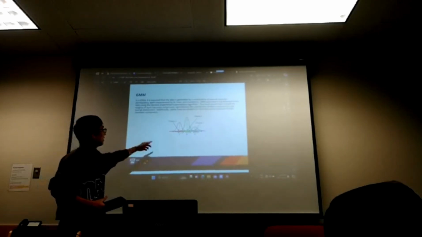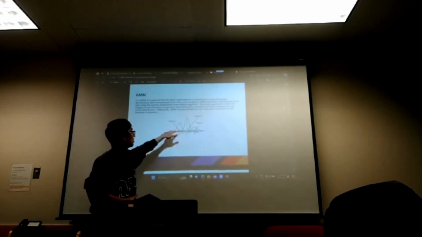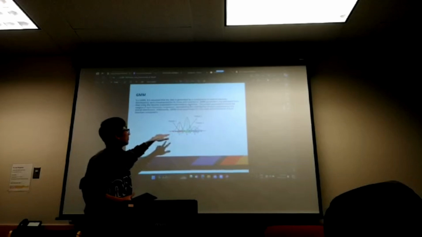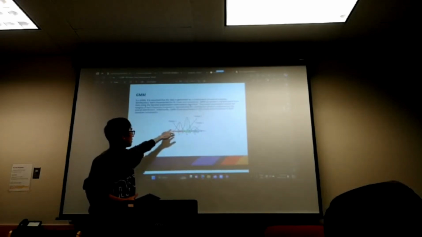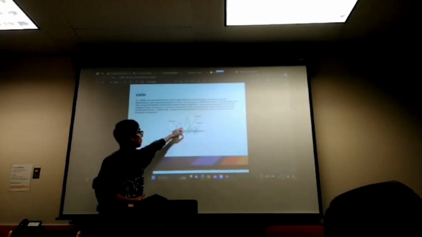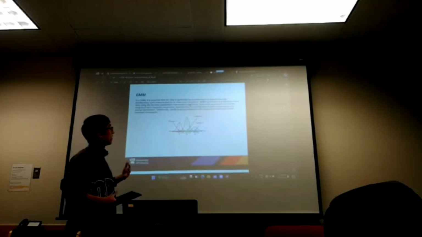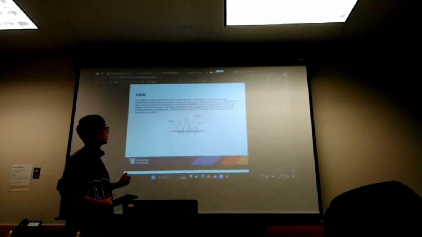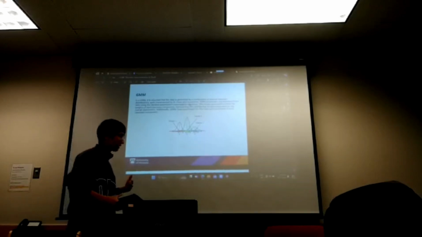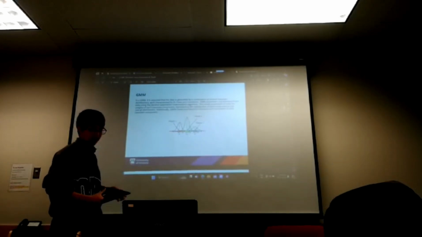Like this Gaussian distribution, the weight is 0.5, and this is 0.3, and this is 0.2. If we have found these parameters, then we can get our clusters.